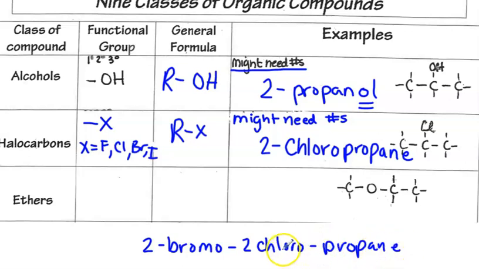So what do you think the big story is of these 2 right here? The big story is that you look at how the name is. It tells you exactly what's in it. An -ol is an alcohol. If it's got the halogen in it, it's a halocarbon, so you've got to look at how we are naming it here.